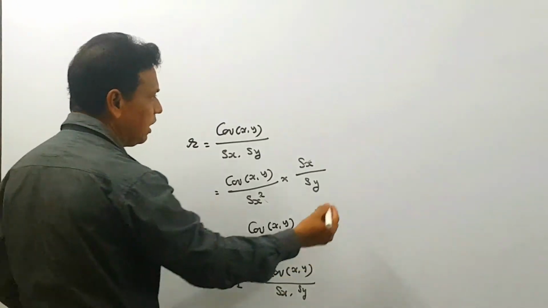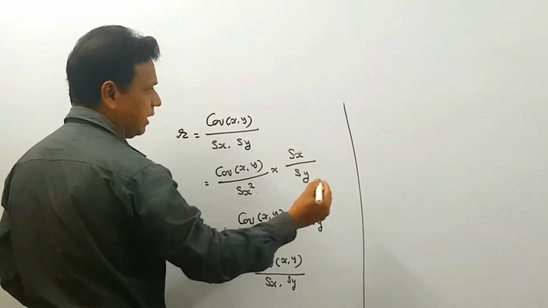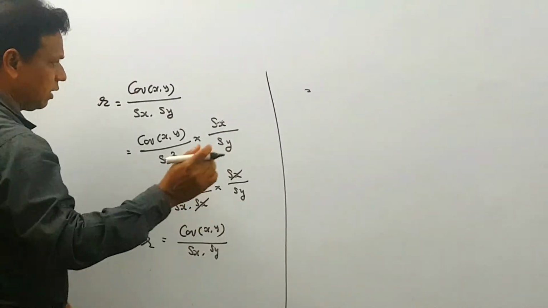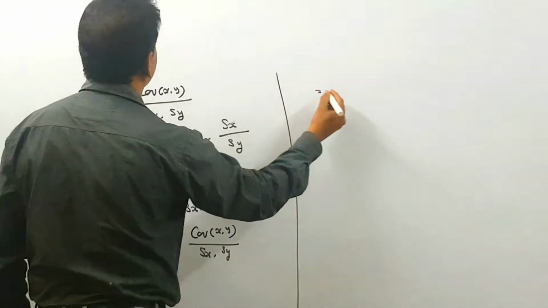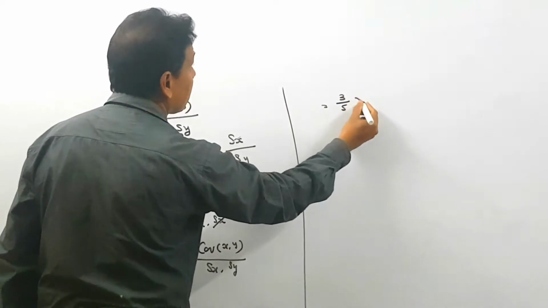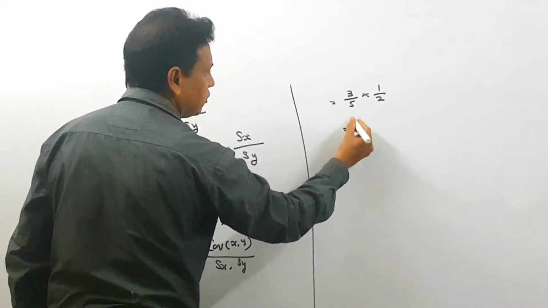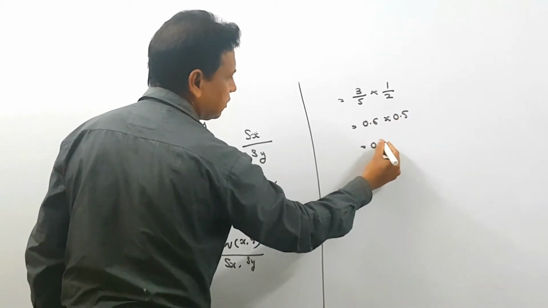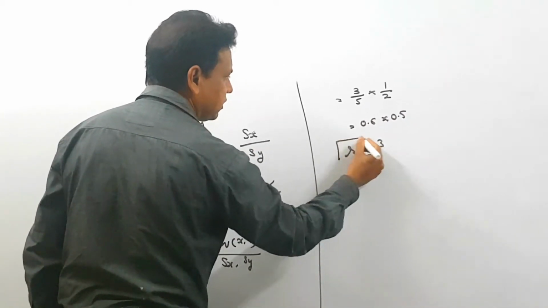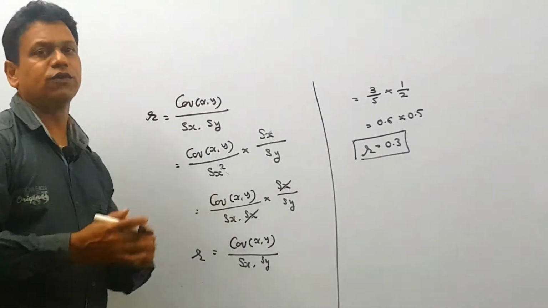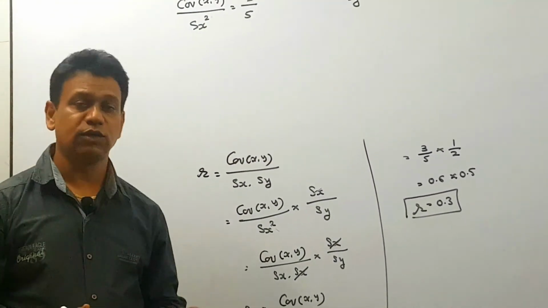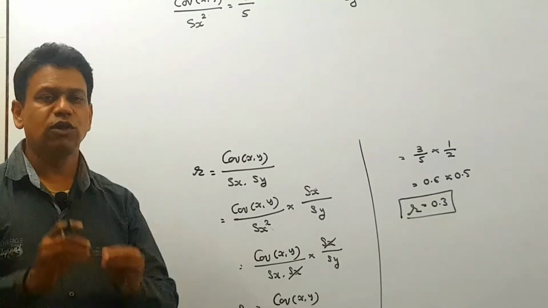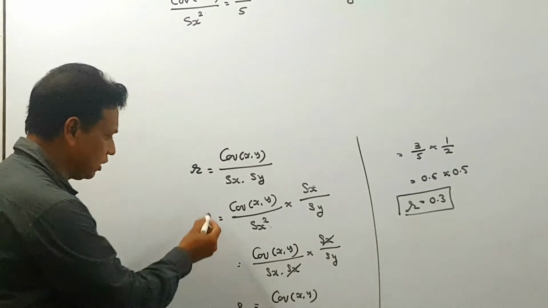So the solution from the below is equal to 3/5 into 1/2. That is 0.6 into 0.5. Our answer is 0.3. So R is equal to 0.3, and we know that our answer lies between -1 and +1. Sometimes you have to play with the formulas like in this way.